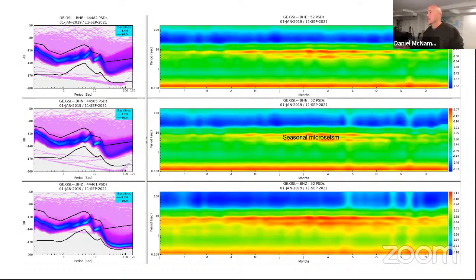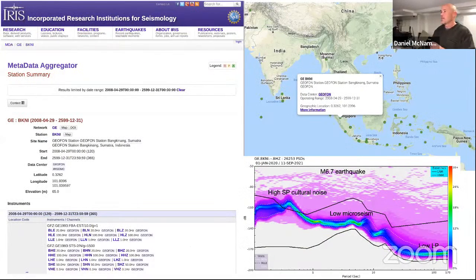Okay, next station that we can look at, BKNI. That's again moving south. Again, we're looking at the BH channels. Again, it's an STS2 according to the IRIS metadata site. The thing to note about this, if you look at the PDF in the lower right, is that this one has quite high short period cultural noise.